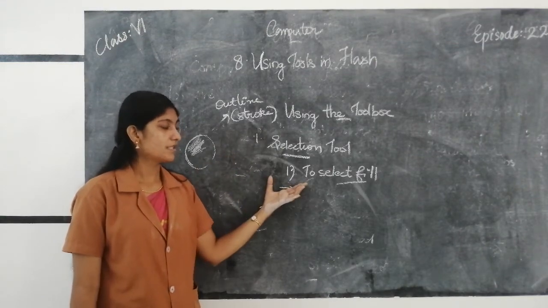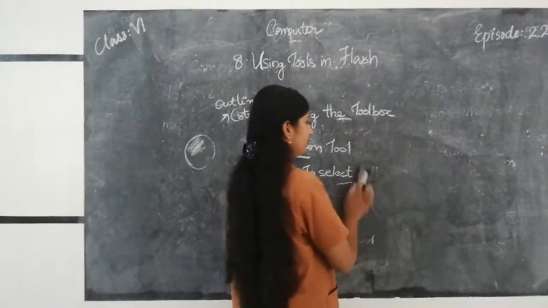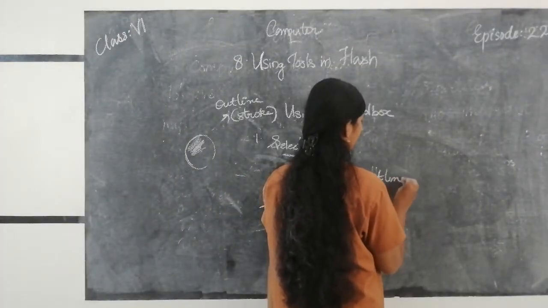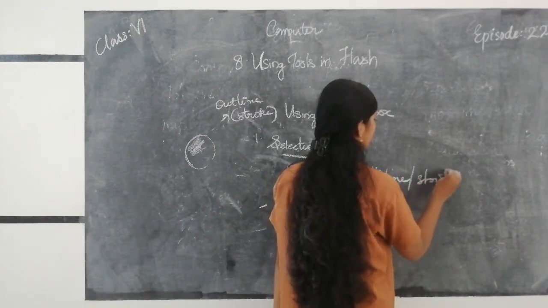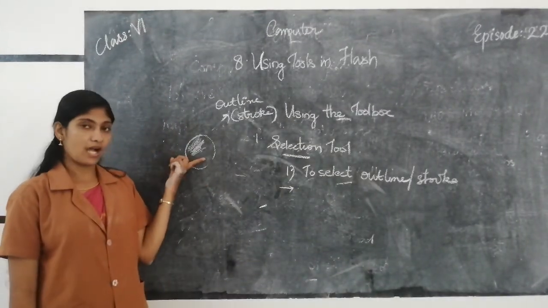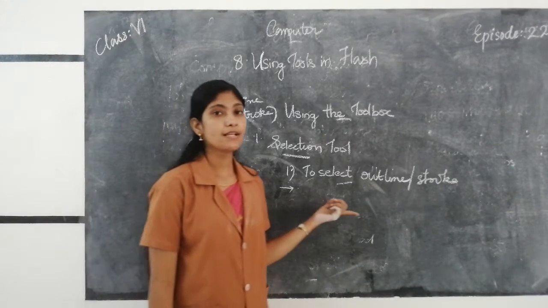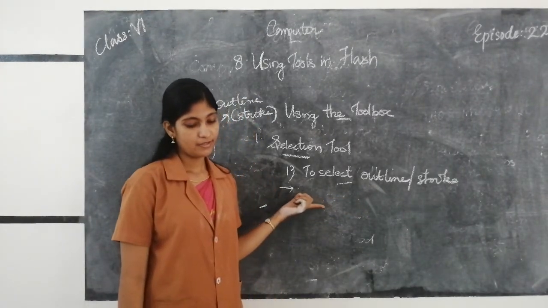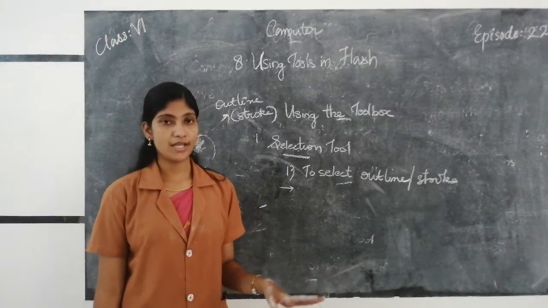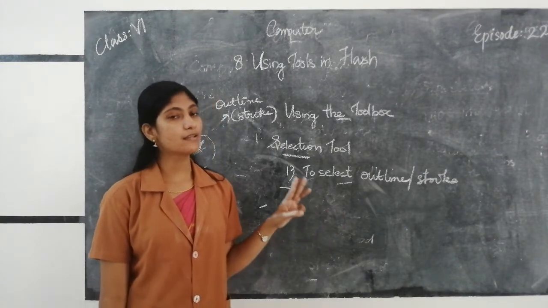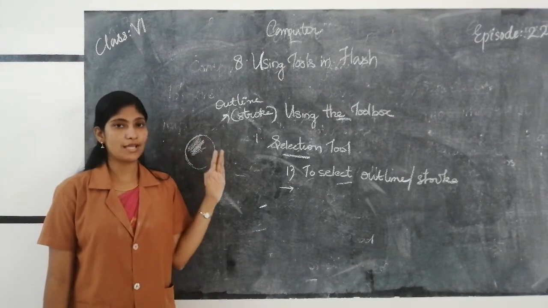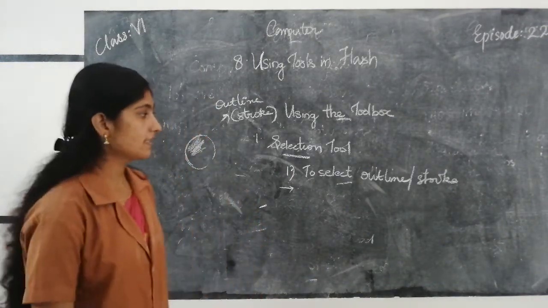To select the outline or stroke, click the selection tool. So the first step, click the selection tool, then click the outline, and the outline part will be selected. Now we have discussed two types of selection, filled area selection and outline selection. Next, moving to another topic, how to select multiple objects. That is the next topic.